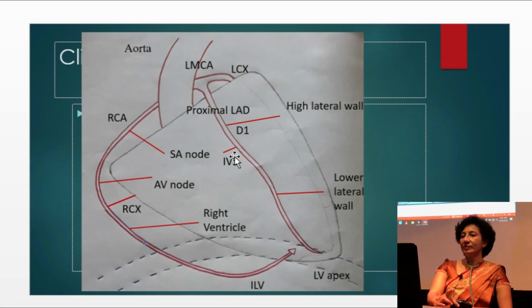Only the posterior wall of the left ventricle and the posterior third of the interventricular septum are not affected in proximal LAD occlusion. Therefore, two-thirds of the left ventricle is affected and the patient is in either cardiogenic shock, severe pulmonary edema or left ventricular failure. The prognosis is poor if the lesion is not intervened urgently.